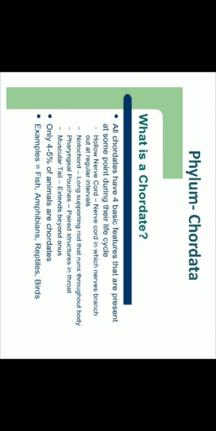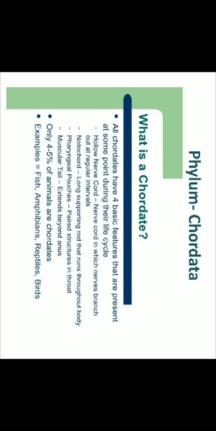Lastly, we have phylum Chordata. Let us understand first what chordate means. When we talk about chordate, the word comes from notochord or nerve cord. So here you will find hollow nerve cord in which nerves branch out at regular intervals. Like we have a spinal cord, the entire nervous system, in the same way a nerve cord is seen in those lower animals.